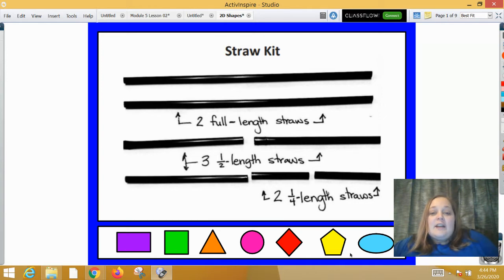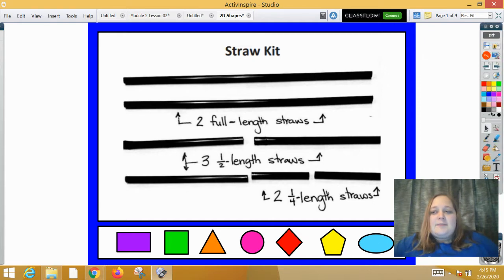You're going to need 4 straws, or you can use strips of paper. It'd be great if you had 2 full-length straws, 3 half straws, and 2 quarter-length straws. But you can also use paper, or any other material to just have straight lines, okay? So here we go. Let's build.